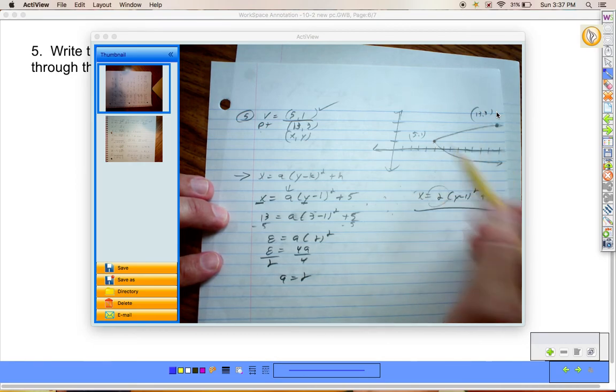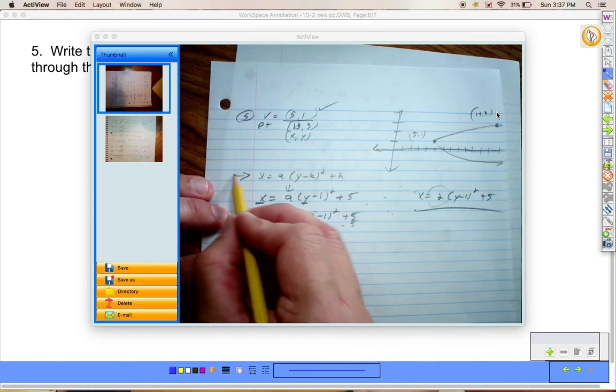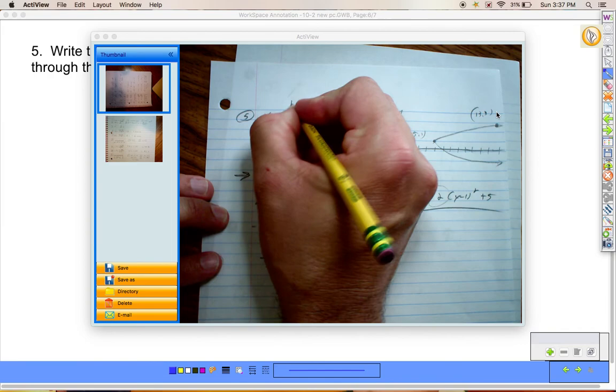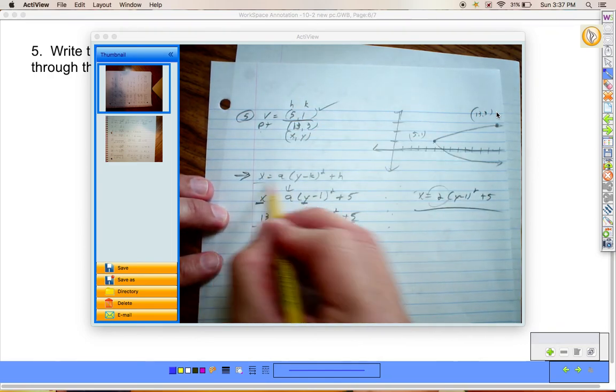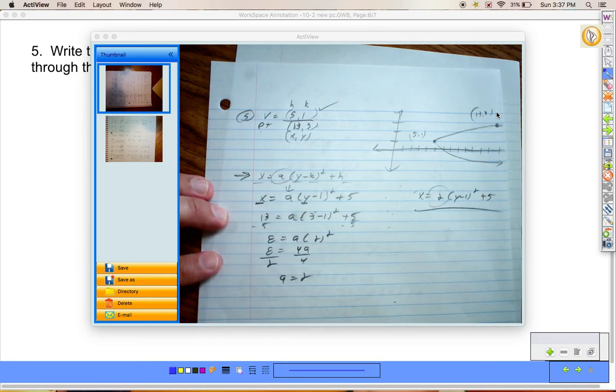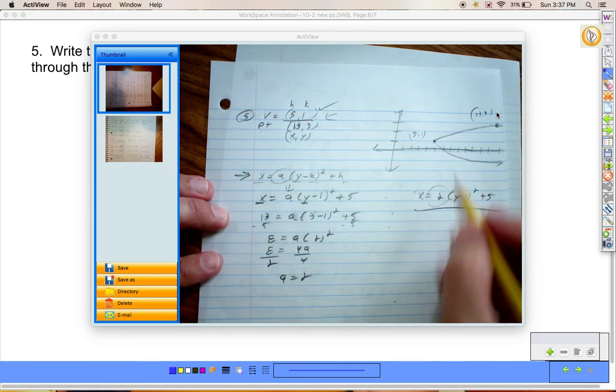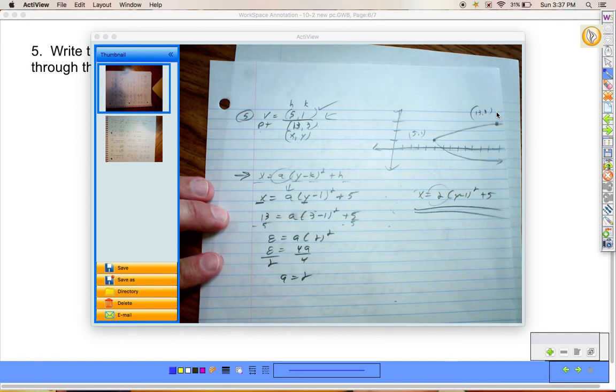So what's going to be situations? You're going to have to decide which way it opens. It opens to the right, so it's an x equals. This is going to be my h and my k. This is going to be my x and y. Find me a, and use your vertex to write the formula.